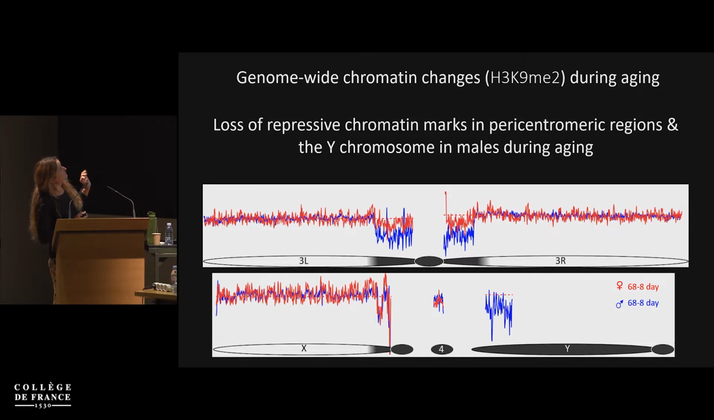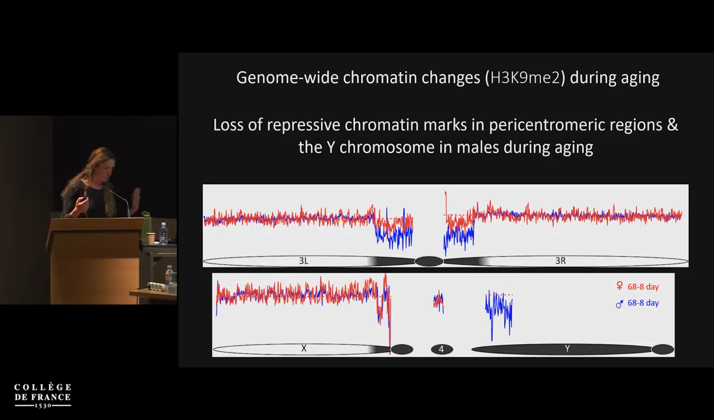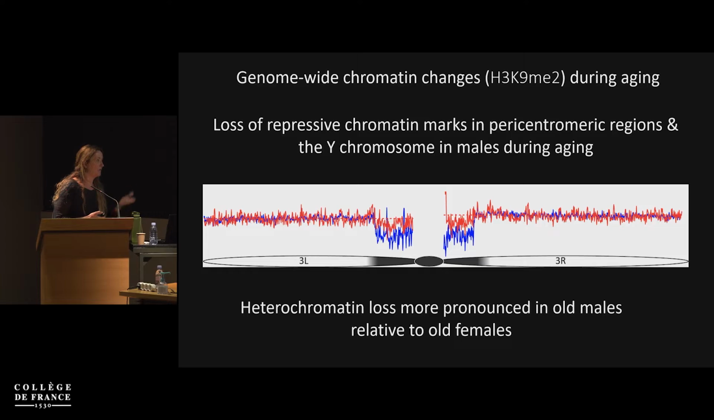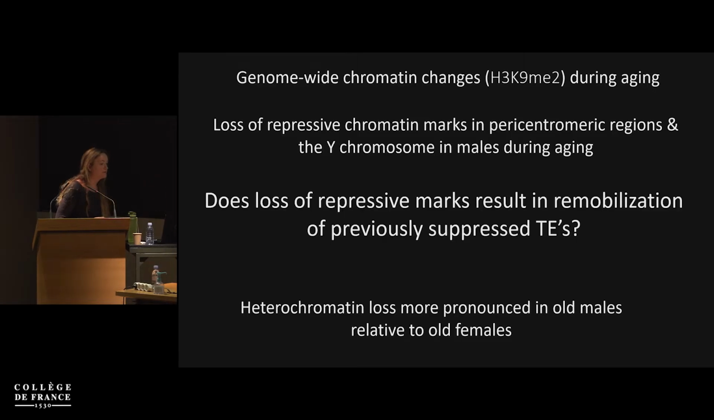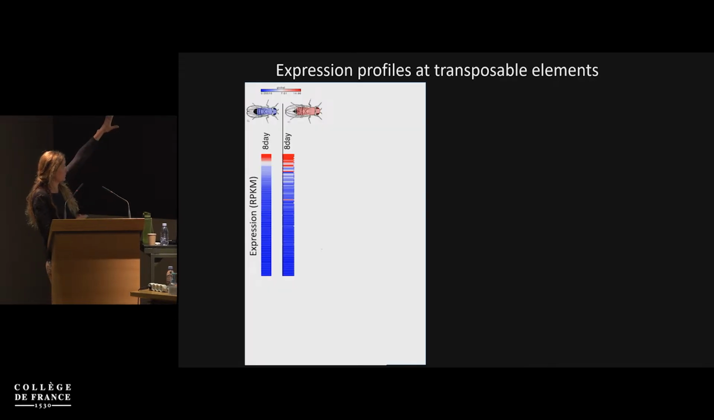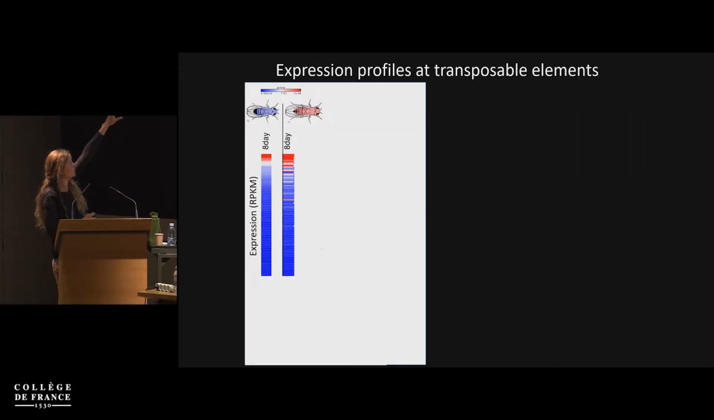So loss of repressive marks in pericentromeric regions occurs in males during aging, and it's more pronounced in males compared to females. So the next question we were interested in is whether this loss of heterochromatin also results in a de-repression of transposable elements. What I'm showing you here is expression data. This is a heat map. Each row here shows you expression for a specific transposable element family.